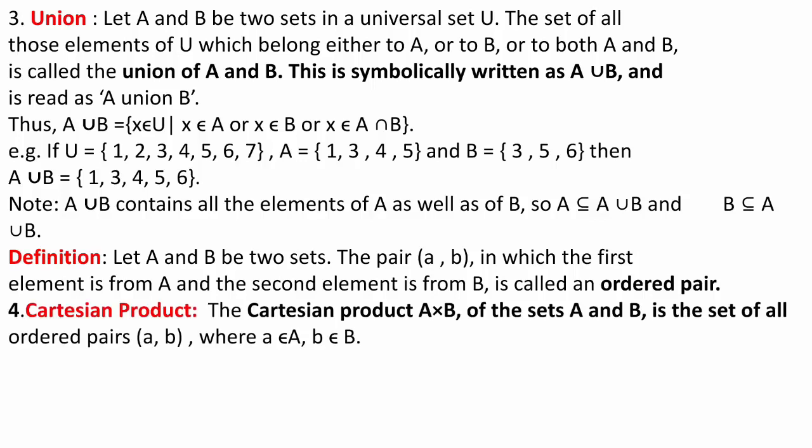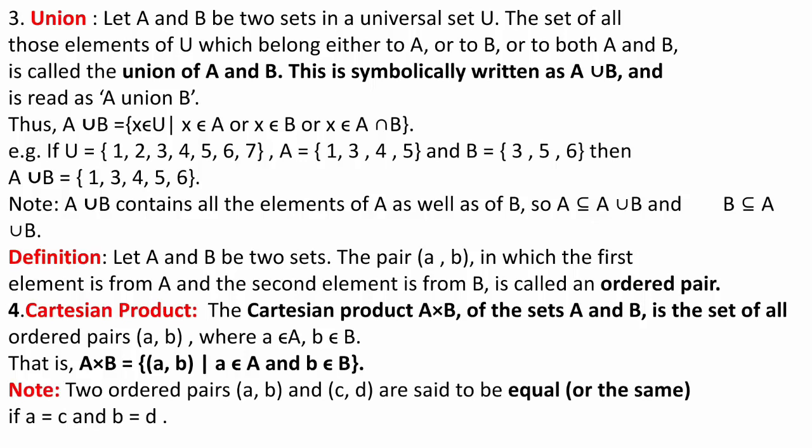We define Cartesian product. The Cartesian product A cross B of the sets A and B is the set of all ordered pairs (a, b), where a belongs to set A and b belongs to set B. That is, A cross B is the set of all ordered pairs (a, b) such that a belongs to A, b belongs to B.